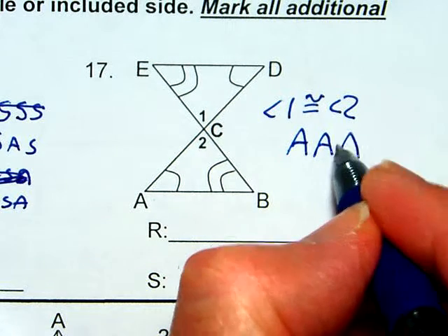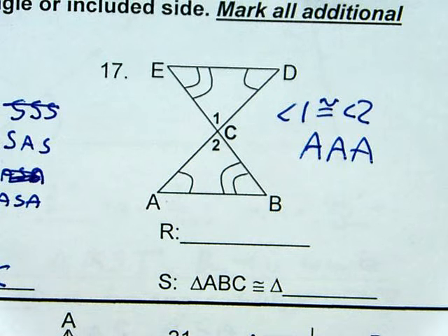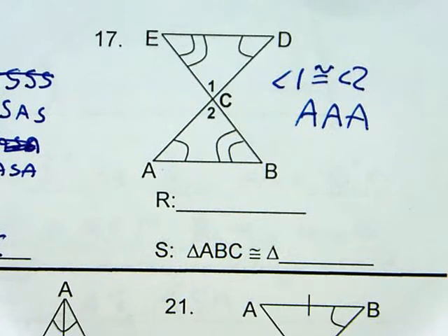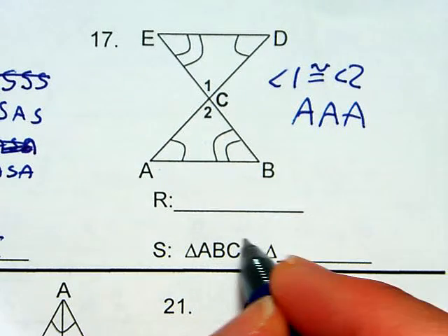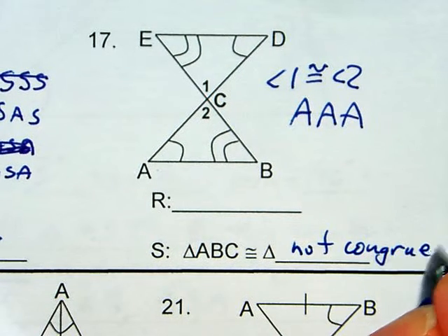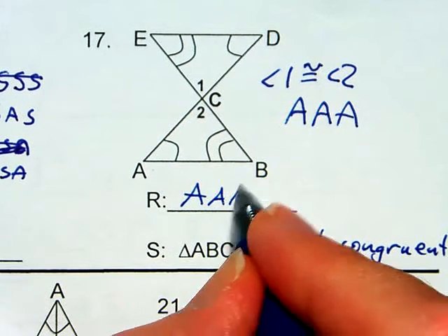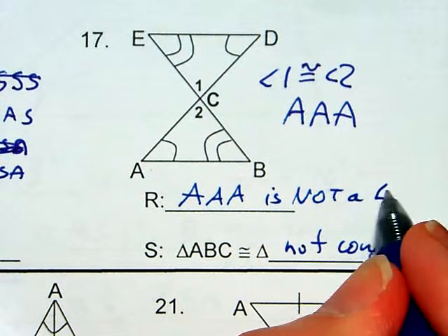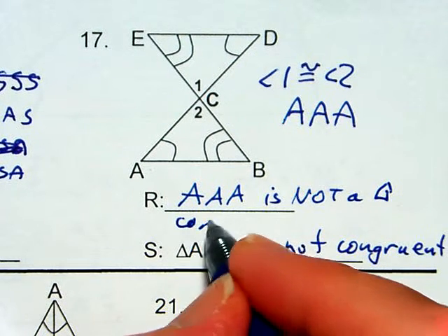Angle, angle, angle. So is that a triangle congruence criteria? No. Okay, so we cannot conclude that there is congruence. We have to write not congruent, because angle, angle, angle is not a triangle congruence criteria.